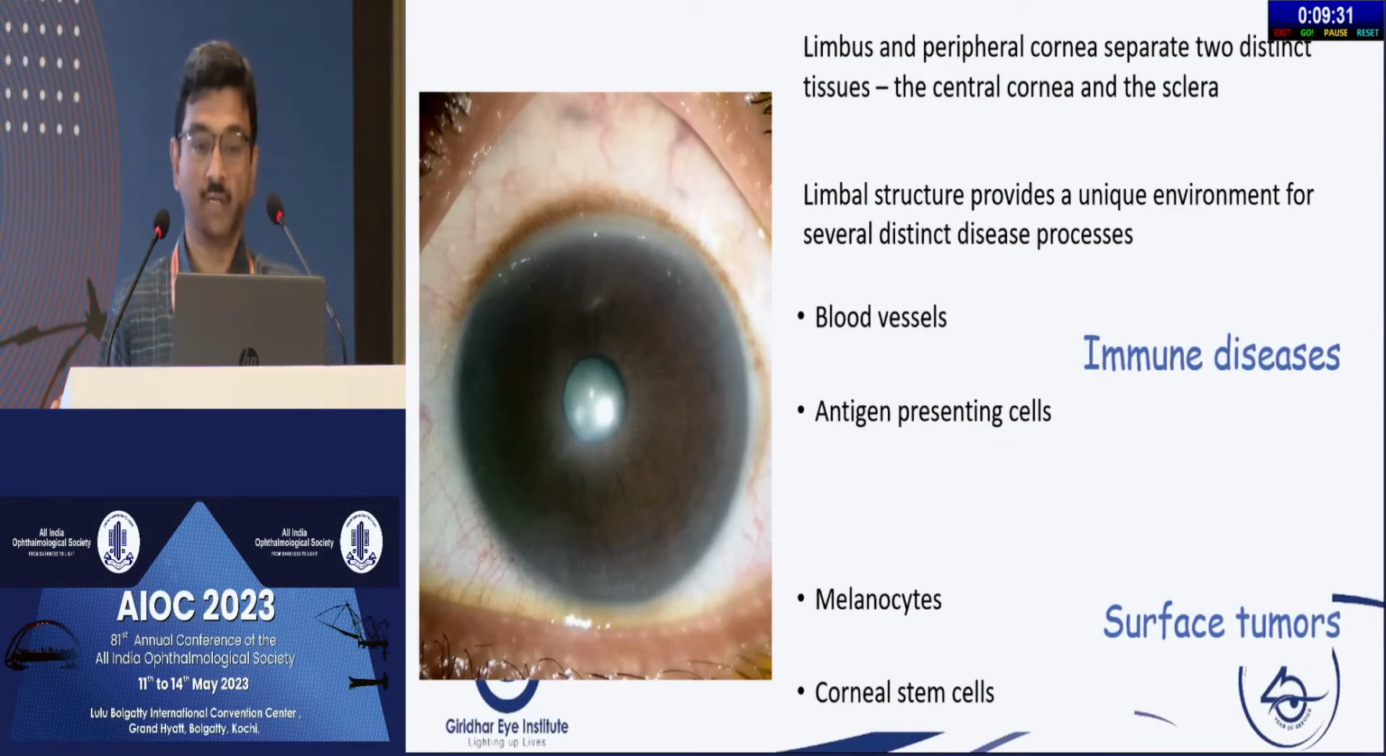So what is important here, we have to understand, in the normal eye, the limbus is the one that separates the cornea from the sclera, and there are distinct anatomical and probably physiological features of the limbus that predispose this as the area of immune or other diseases, because of features like blood vessels and antigen presenting cells in the limbus and the peripheral cornea, which makes it an ideal place for all the immune reactions.